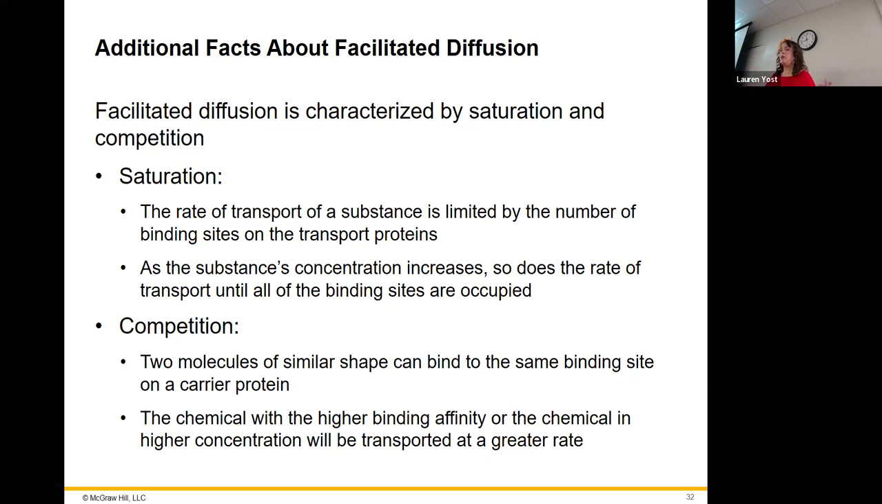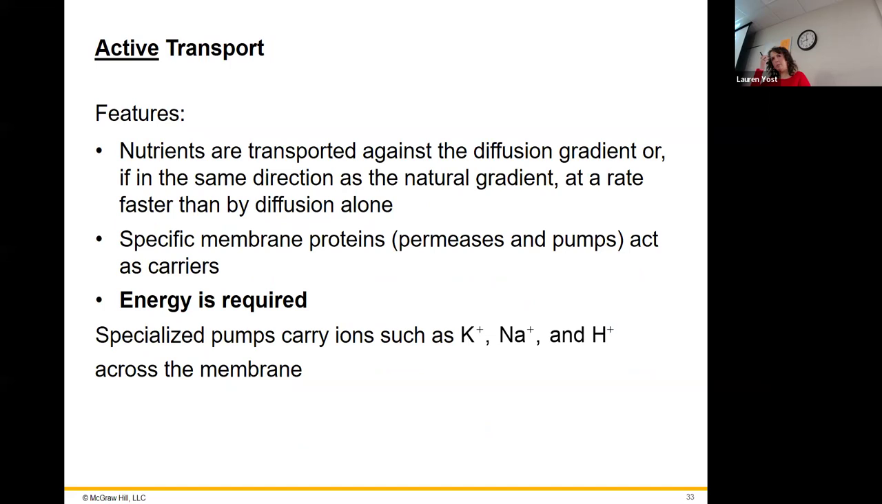So it's just competing to go across the channel, or saturating the channels to the point that you get backed up and you have a buildup of whatever it is trying to get across.